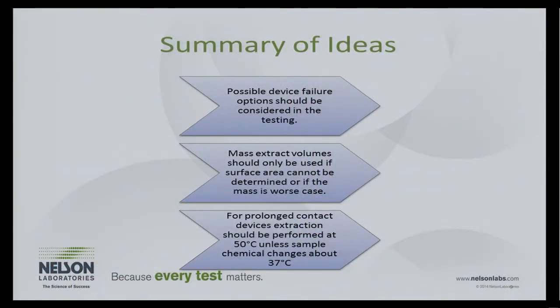Mass extract volumes should be only considered if surface area cannot be determined or if mass is worst case. This is out of ISO 10993-12. We're given two options to determine the extraction ratios for a device. We can either do it by its surface area or by its weight. Surface area by large is worst case compared to weight. So if you're going to submit your device to the FDA using mass ratio for an extract, the FDA is going to ask you to justify why. So use surface area whenever possible.